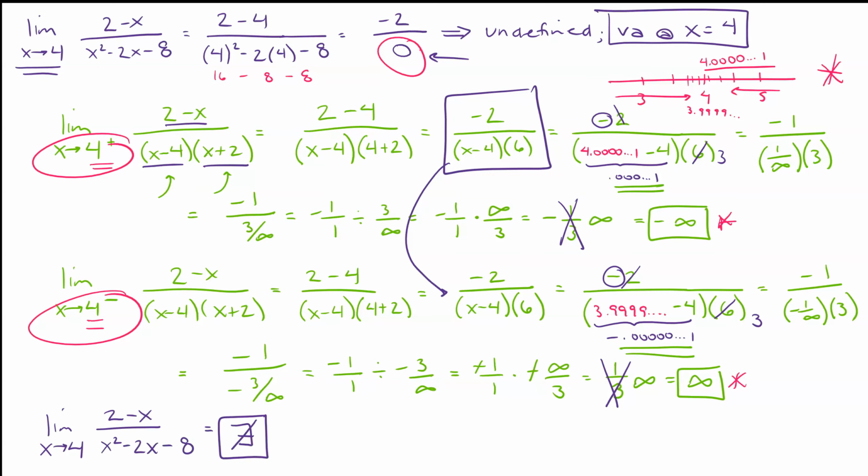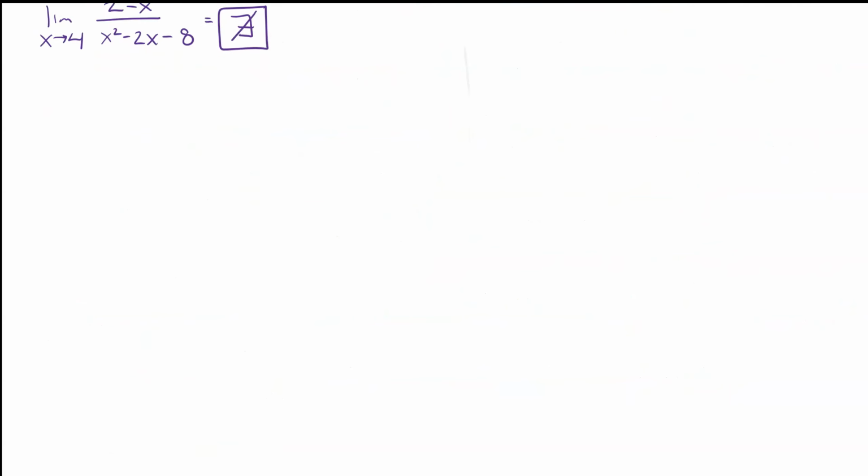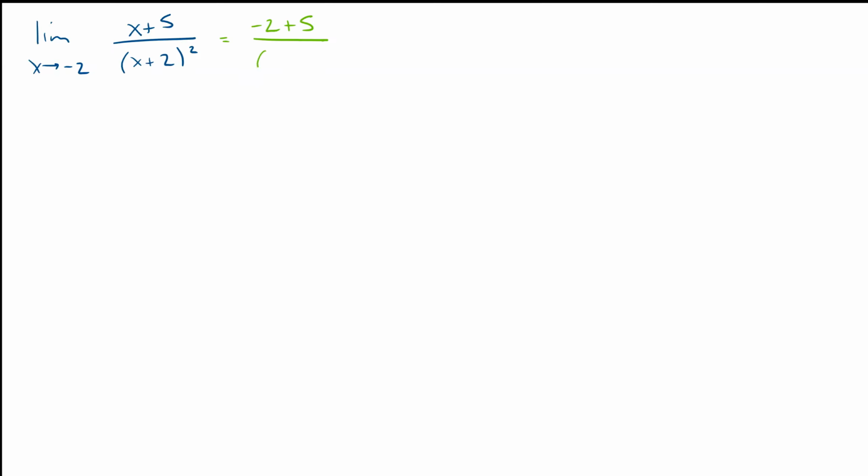Let's take a look at another. This time we have the limit as x approaches negative 2 of x plus 5 over x plus 2 squared. To evaluate a limit, the first thing I do is substitute. So I get negative 2 plus 5 over negative 2 plus 2 squared. I end up with 3 over 0.